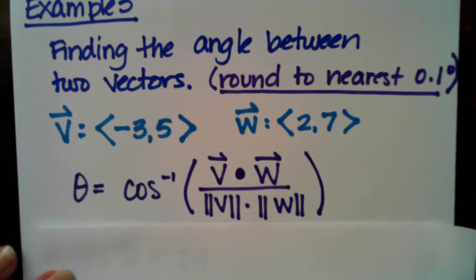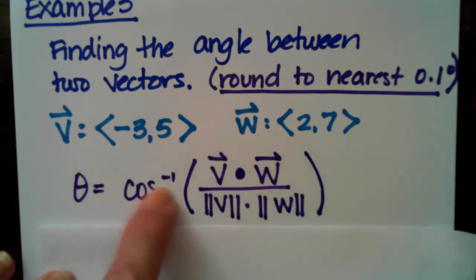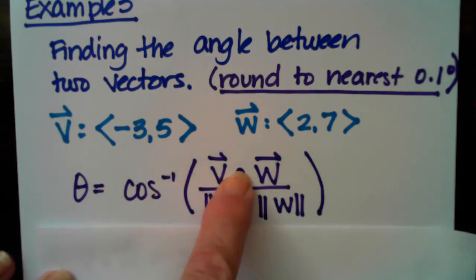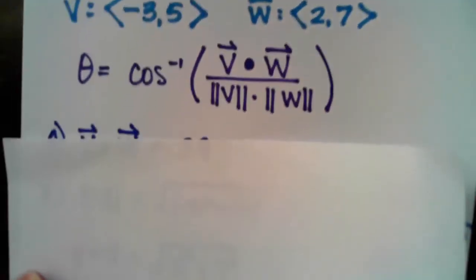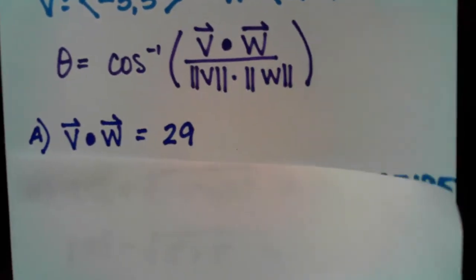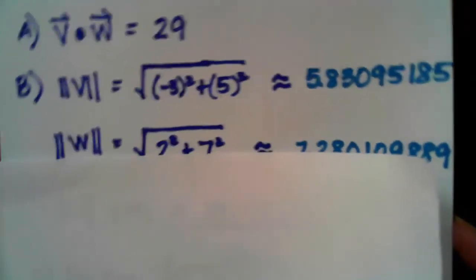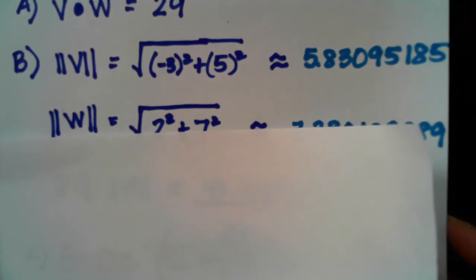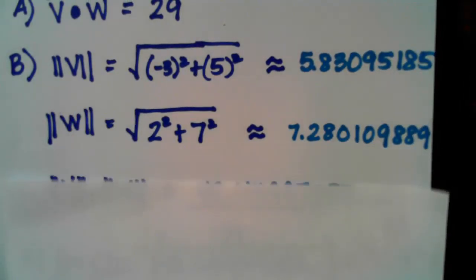And we have this formula that says the angle between those two vectors is the arc cosine of the dot product divided by the product of their magnitudes. So we have our dot product, which was 29 that we did before. We find the magnitude of vector v. We find the magnitude of vector w. We're going to multiply these two magnitudes together, and we have this.